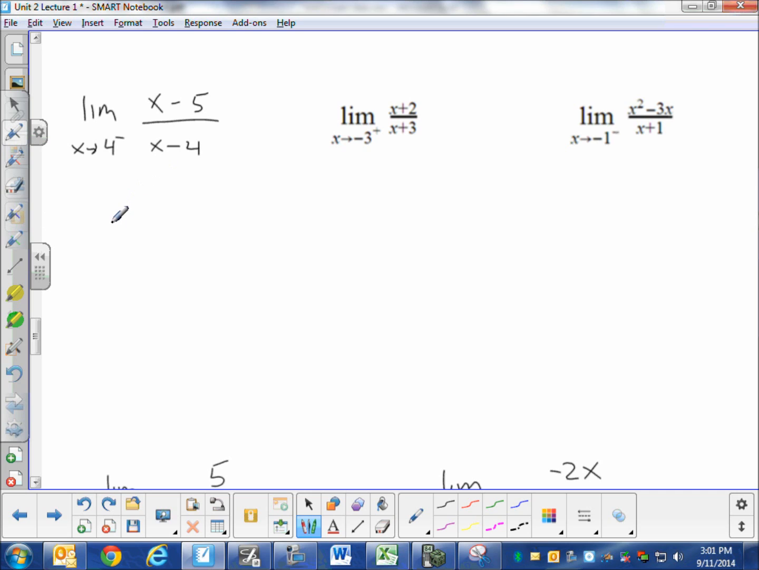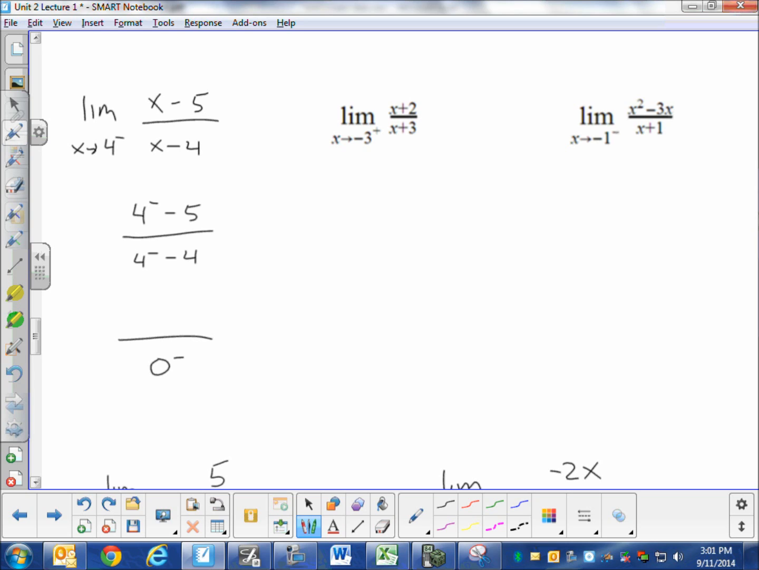So if I were to do this like the last couple problems, I'd go 4 from the left minus 5 over 4 from the left minus 4. Let's work with the denominator. I'm talking about 3.99 minus 4. It's just like the last problem we did. This will be 0, but a negative, infinitely small number.